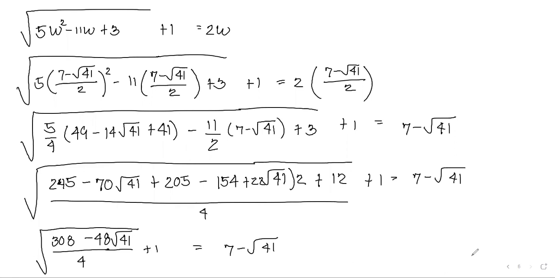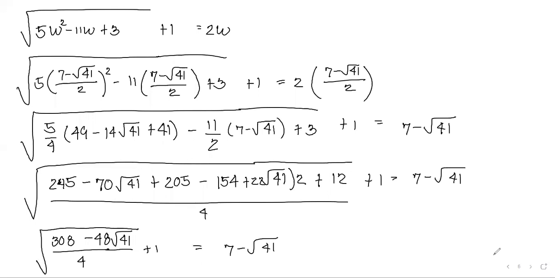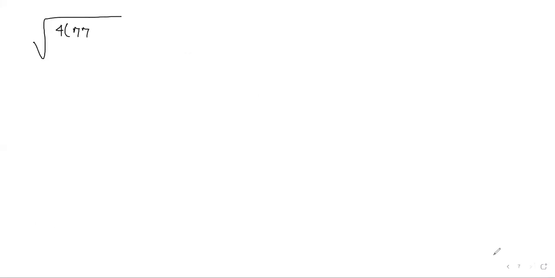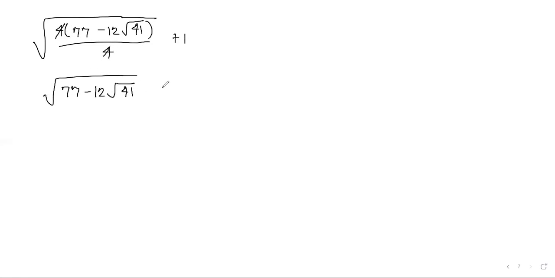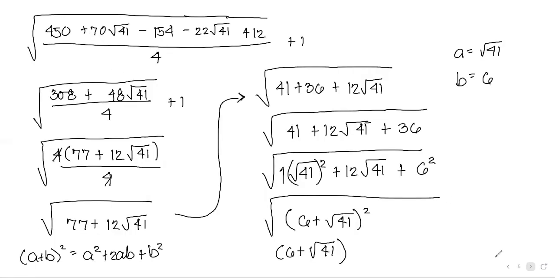Ayan, so next, factor out natin yun. 4 times 308 divided by 4. Kanina, 77. Tapos, ano yung isa? 48. 48 divided by 4, 12. Minus naman, no? Square root of 41. Over 4. Cancel yan. So, ibig sabihin, maging square root of, ano lang to? 77 minus 12. Square root of 41. Plus 1. Ayan.